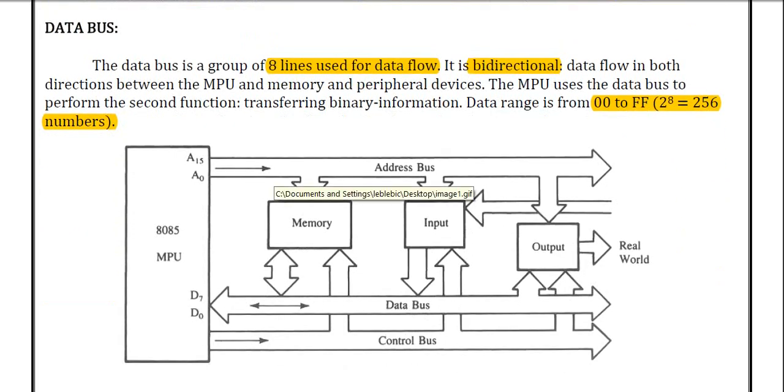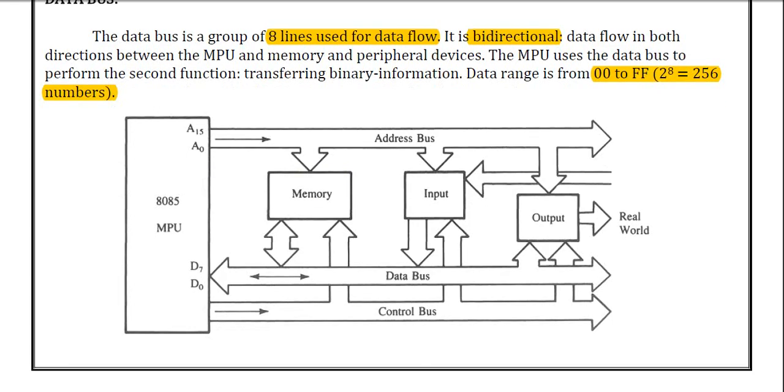Now, the data bus. The data bus is a group of 8 lines which are used for data flow, and they are bidirectional. The data range goes from 00 to FF, which can be denoted as 2 to the power 8, that means 256 numbers can be generated by the data bus.